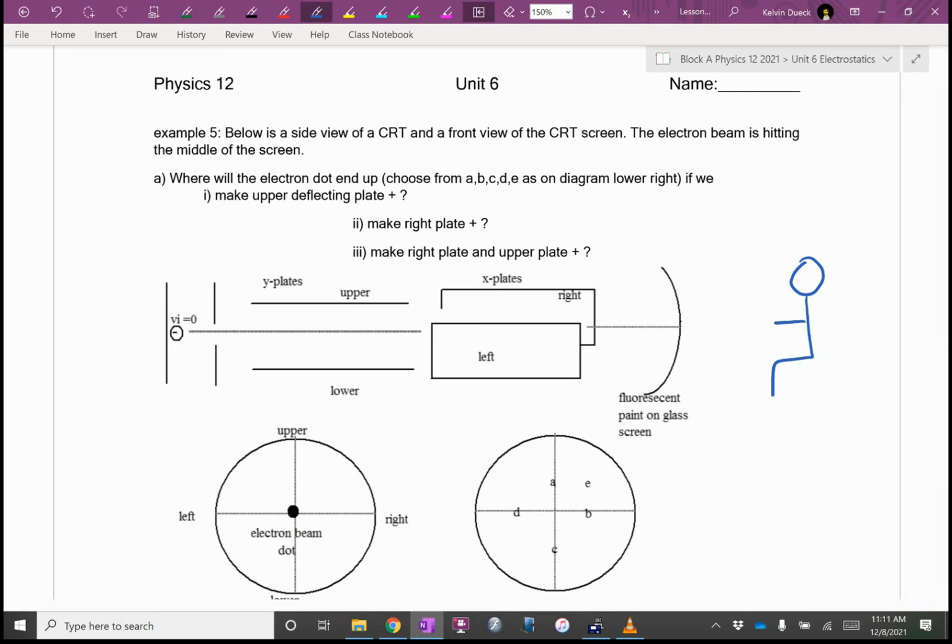Why A? Unlike charges attract, so if we charge that up, it'll end up in location A. What if, go back to zero, what if we make the right plate positive, this one? Where will the electron beam end up? B. What if we make the right plate and the upper plate positive?